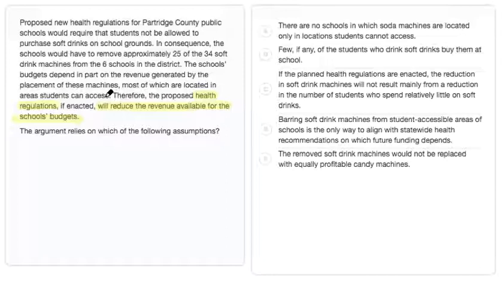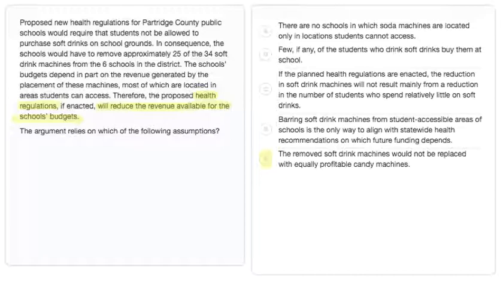If the soft drink machines were replaced with candy machines, there would be no loss of revenue. Or there wouldn't necessarily be a loss of revenue. So the fact that they're not being replaced is necessary for the given argument to make sense. So we're definitely going to hang on to E. In fact, it's our correct answer, but we can still talk about why the other answers are wrong.